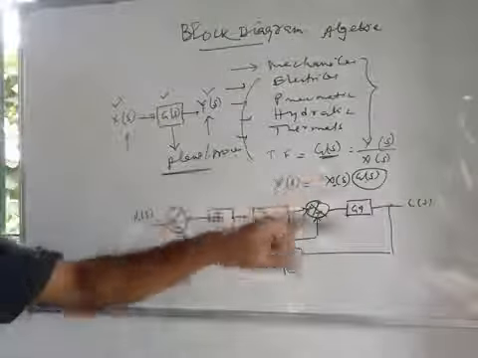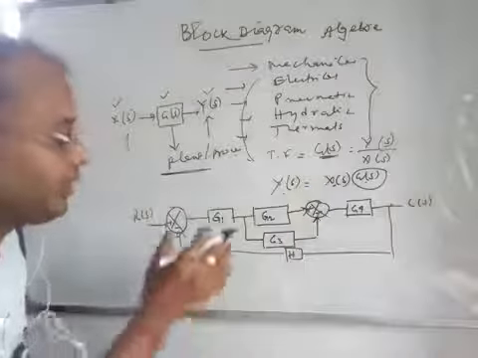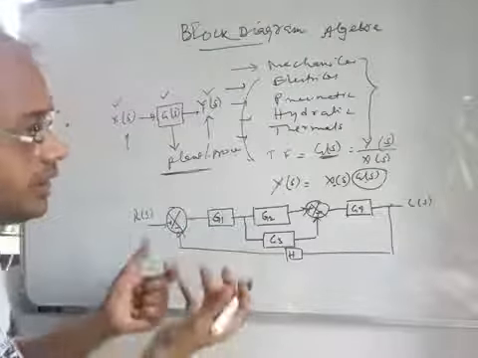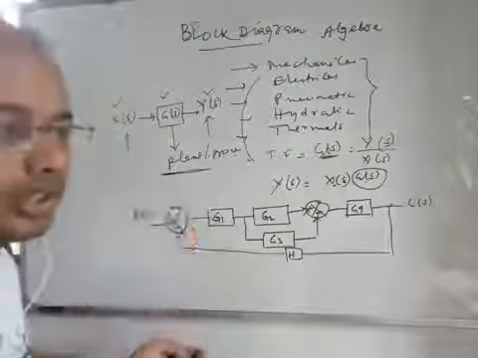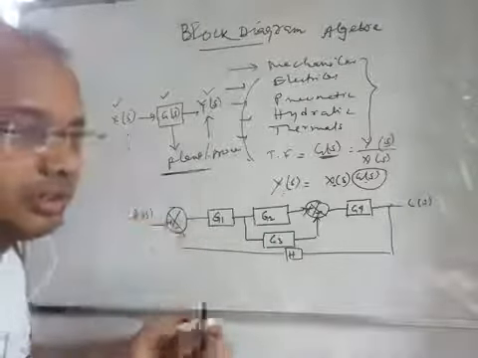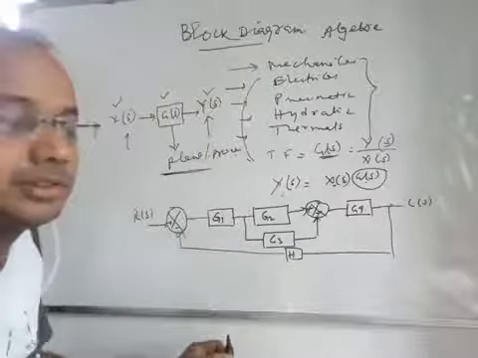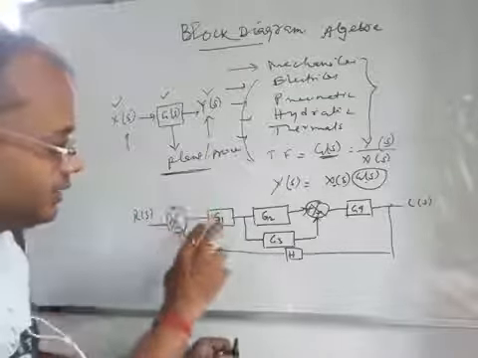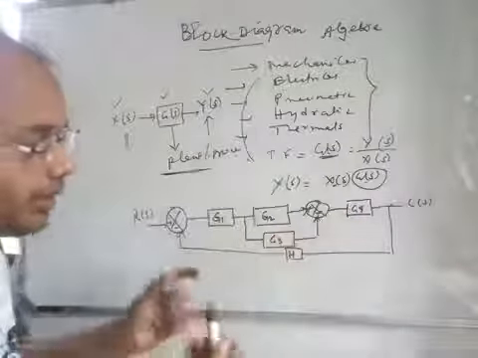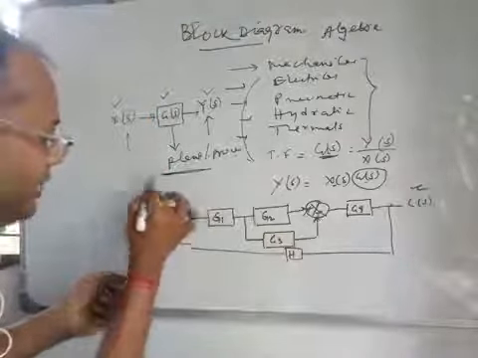This is, for example, one arbitrary example I am taking here to make it clear what the requirement of a block diagram is, and why block diagram algebra will be helpful to give us a firm insight about the system. That is like G1, G2, G3, G4 and so on. And ultimately our aim is to get this output whenever any kind of input is applied.